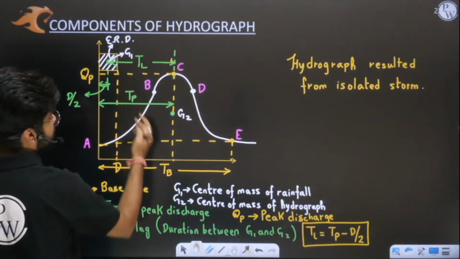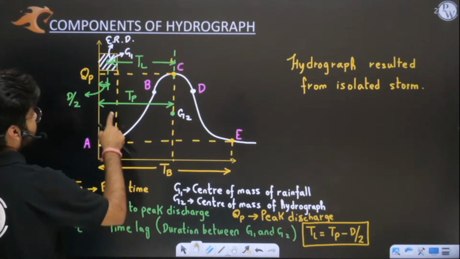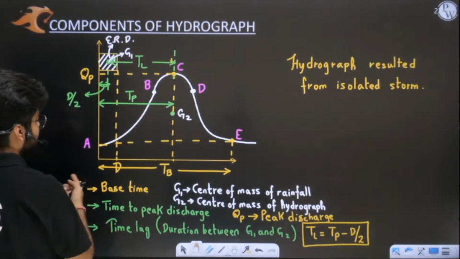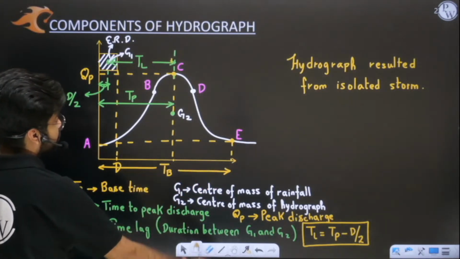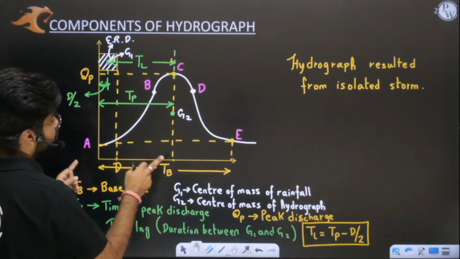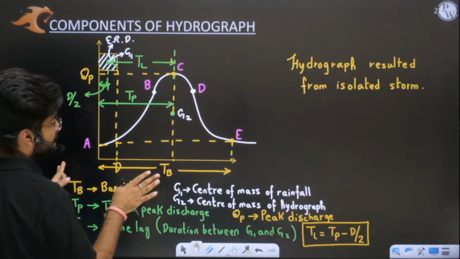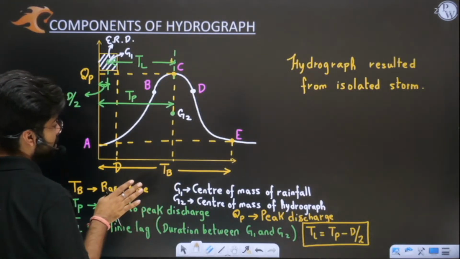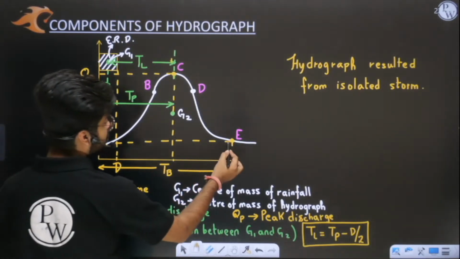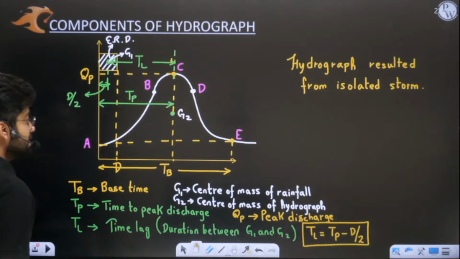The time gap between G1 and G2 is known as lag time. TP is known as time to peak discharge. TL is time lag. TB is base time, the effect of quick runoff. Okay, after rainfall, the effect of quick runoff stays for time TB, because this is your end of direct runoff. Okay, E indicates the end of direct runoff.